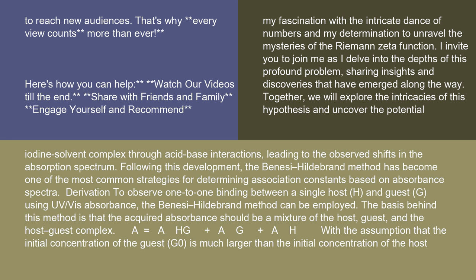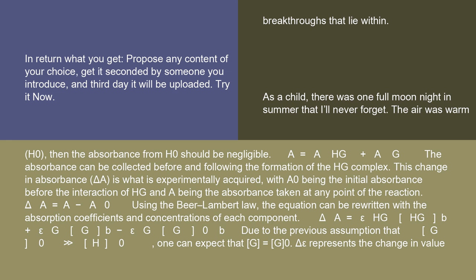Derivation: to observe one-to-one binding between a single host, H, and guest, G, using UV/vis absorbance, the Benesi-Hildebrand method can be employed. The basis behind this method is that the acquired absorbance should be a mixture of the host, guest, and the host-guest complex. A equals A_HG plus A_G plus A_H. With the assumption that the initial concentration of the guest, G0, is much larger than the initial concentration of the host, H0, the absorbance from H should be negligible. A equals A_HG plus A_G. The absorbance can be collected before and following the formation of the HG complex.